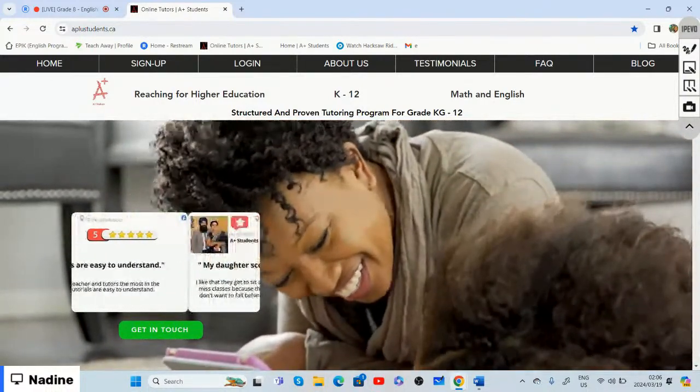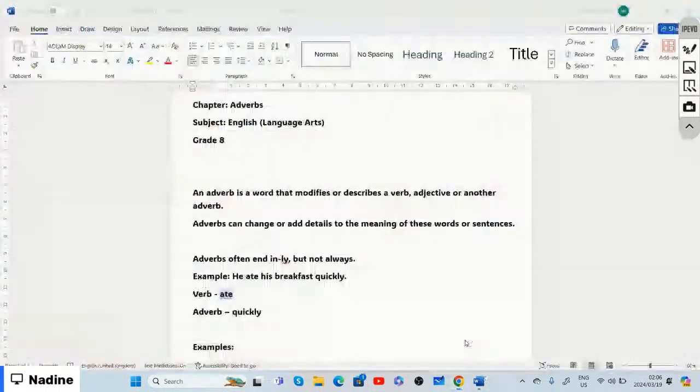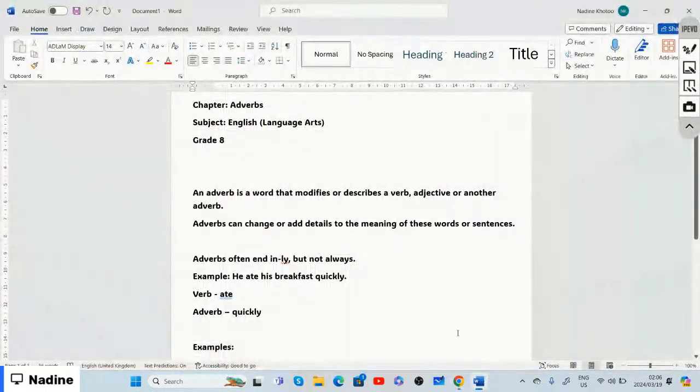So adverbs, right? Our chapter is adverbs. Our subject is English Language Arts, grade 8. And we are basically going to find out what adverbs are, and we're going to find out the differences between the different types of adverbs that we have.